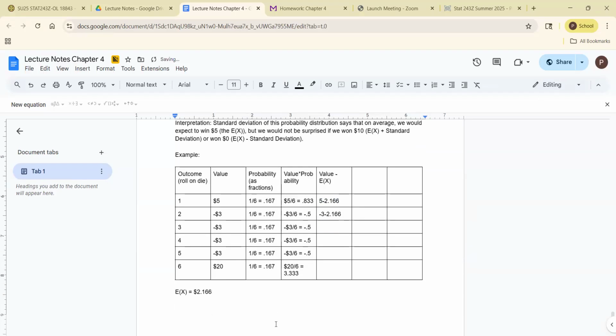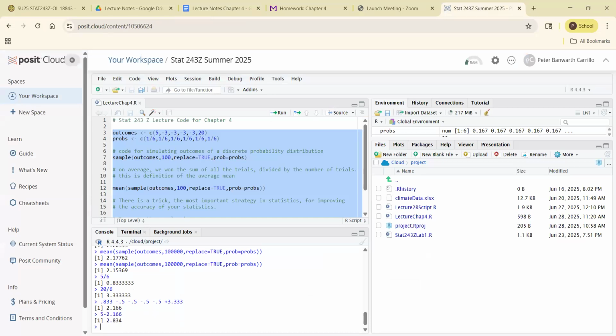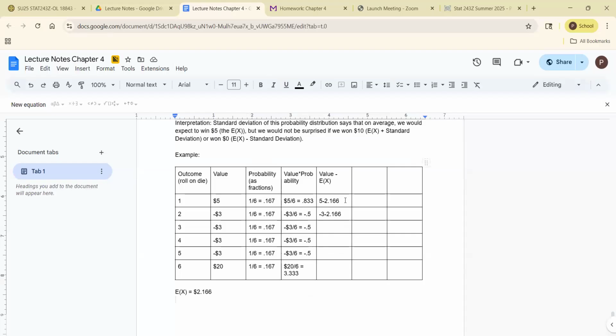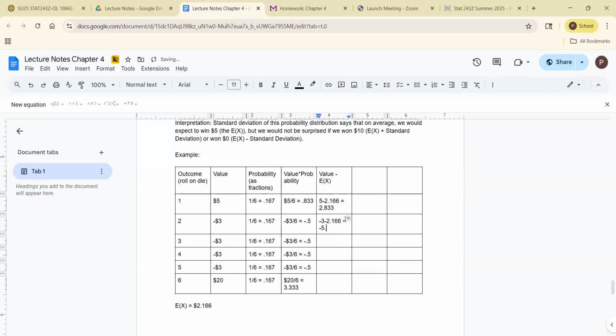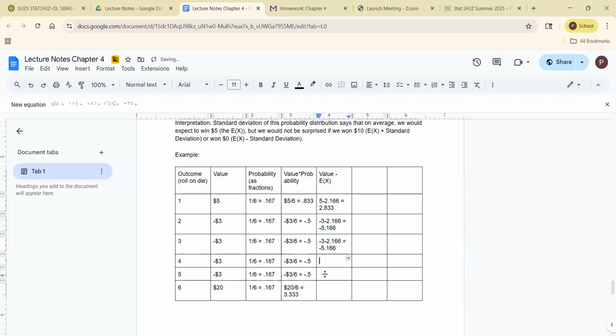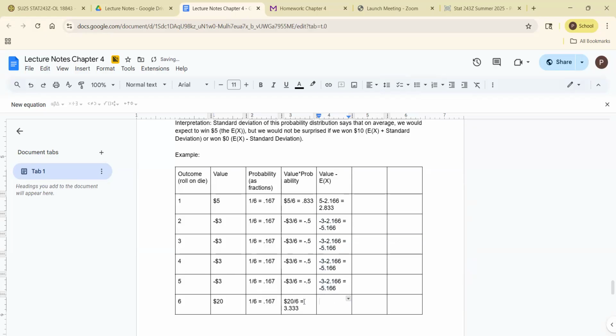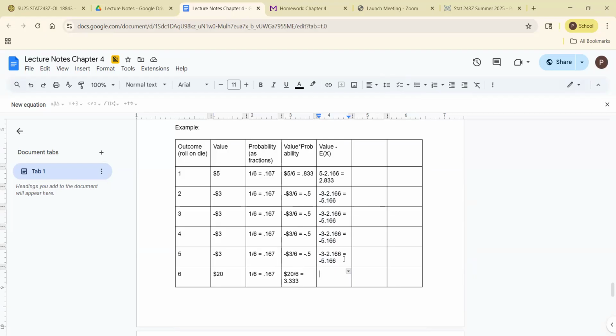Let me use R. That's 2.833. Now this is negative 5.166, which we're going to repeat a bunch of times. And then 20 minus 2.166 is going to be 17.833.